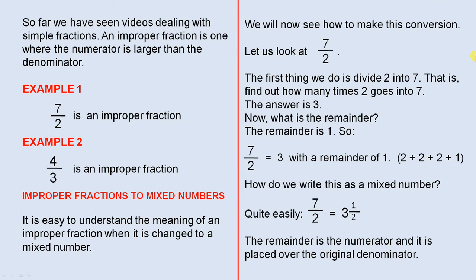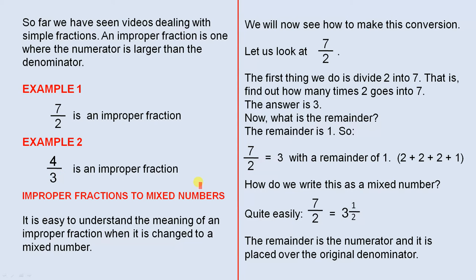So far we have seen videos dealing with simple fractions. An improper fraction is one where the numerator is larger than the denominator. Example 1. 7 over 2 is an improper fraction because the numerator of 7 is larger than the denominator of 2. Example 2, 4 over 3 is an improper fraction because the numerator of 4 is larger than the denominator of 3.